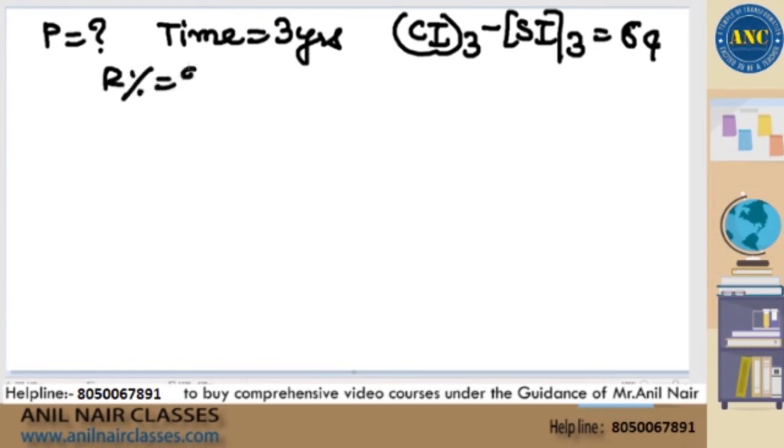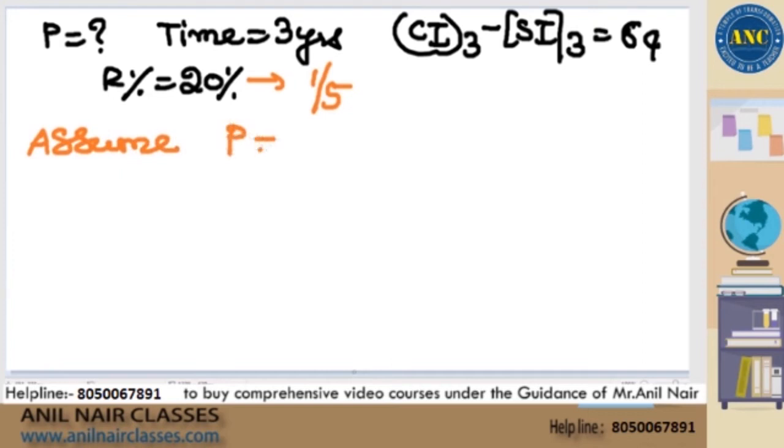R percentage is 20%. Absolutely easy question. 20% is 1 by 5. For 3 years it is the same, 1 by 5. Take principal as already we discussed, 5 cube, which is nothing but 125. Principal is 125. First year it is 20% of 125.